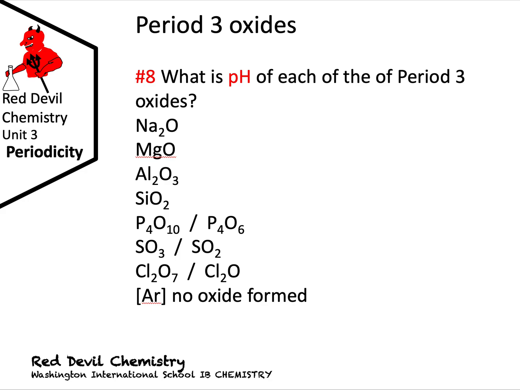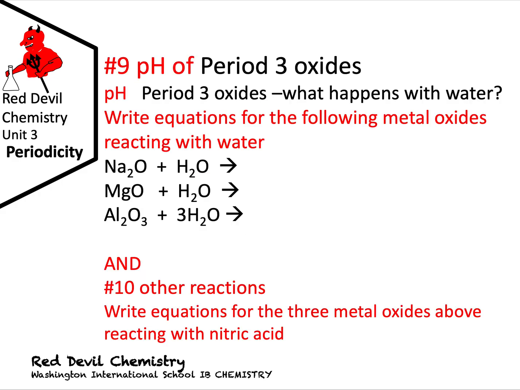So looking at the pH of period 3 oxides, in order to measure with indicator paper or indeed a pH probe, you have to have a solution. So again, that's what we would be dealing with, solutions of each of these, and predict what their pH will be. So pause and wait.